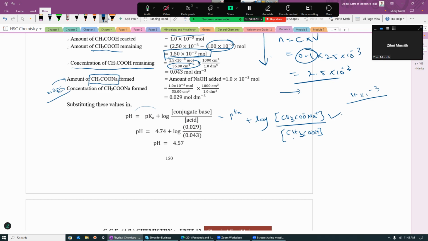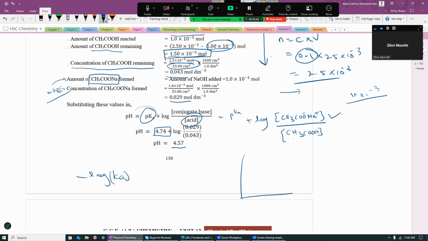So that is 0.029 and the acid concentration, the remaining acid concentration after reacting with NaOH, that is going to be 0.043. And pKa means minus log Ka, right? So minus log Ka means you can calculate, right? So we have already calculated them as well, 4.74, and pH is going to be 4.57. So 4.57 when you added 10 milliliter.